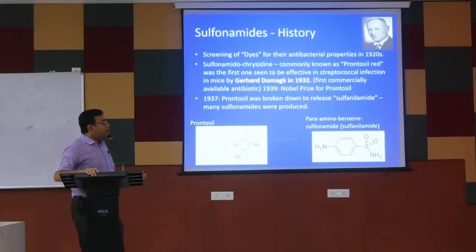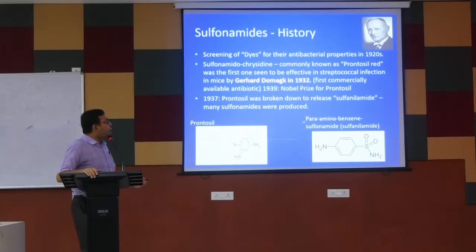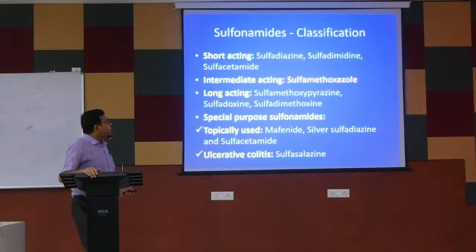In 1937, prontosil was already broken down into different derivatives of the sulfonamide, so different other agents were formed. So this is prontosil red. You can see this SO2NH2 group is common, this sulfonamide ring, and these are the para-aminobenzene sulfonamide, or sulfanilamide. These are basically the main derivative agents that were invented from prontosil red by Domagk.